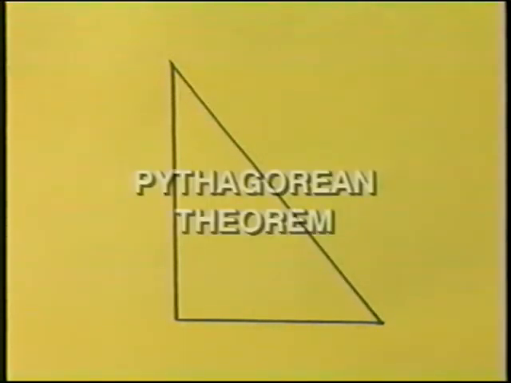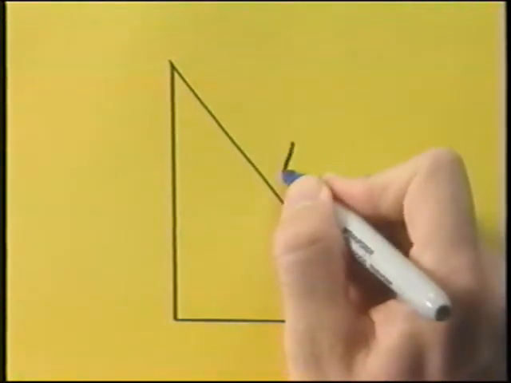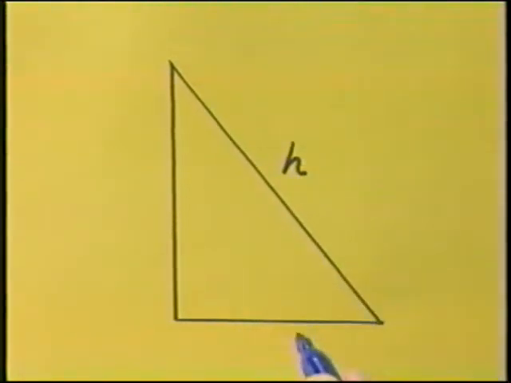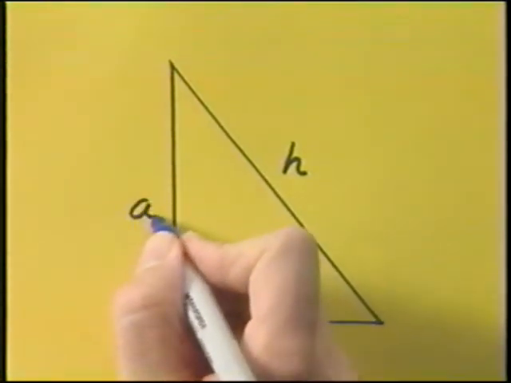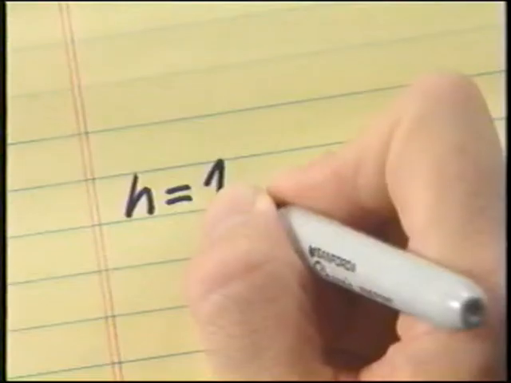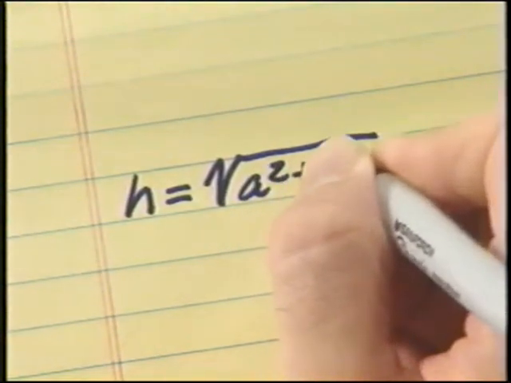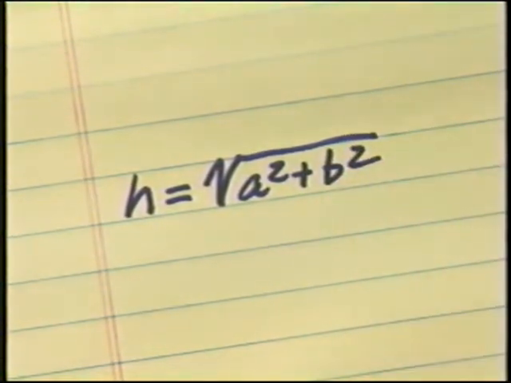When the length of the two legs is known, a geometric rule known as the Pythagorean theorem can be used to find the length of the hypotenuse. This theorem states that in any right triangle, the hypotenuse, designated with a lowercase h, is equal to the square root of the sum of the squares of the two legs of the triangle, labeled A and B. Here's the mathematical formula for the Pythagorean theorem. h equals the square root of a squared plus b squared.